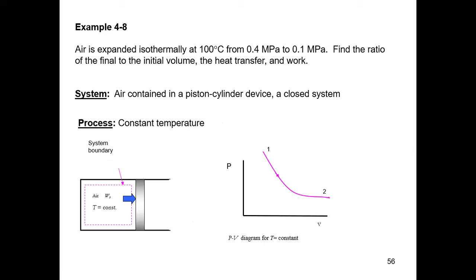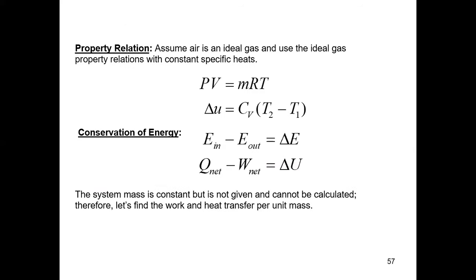Another one: air is expanded from 100 degrees Celsius, from 0.4 megapascal to 0.1. Pressure is decreased, air expands. Okay. It's a piston cylinder device, closed system, constant temperature. So, property relation is PV = mRT, and delta U is Cv times T2 minus T1.